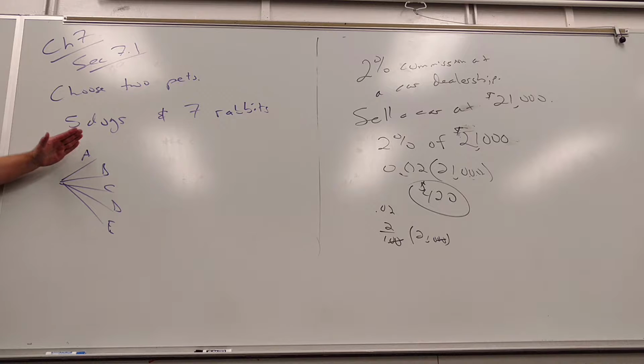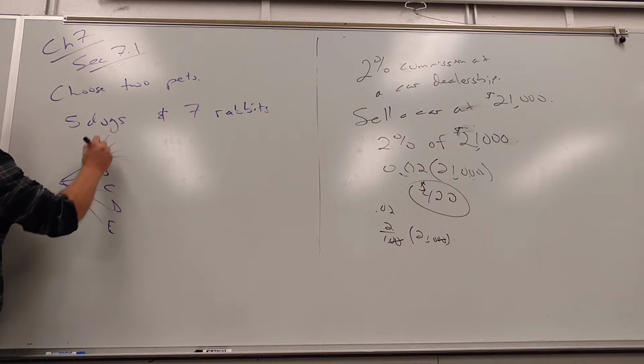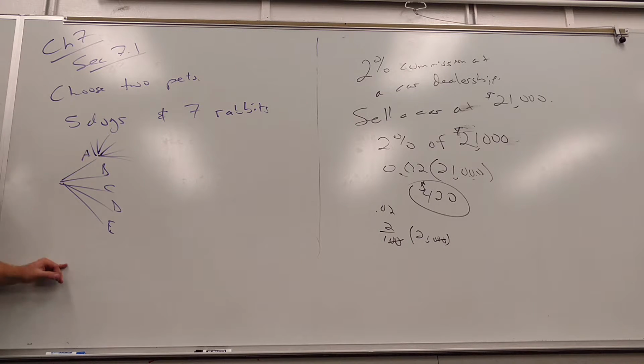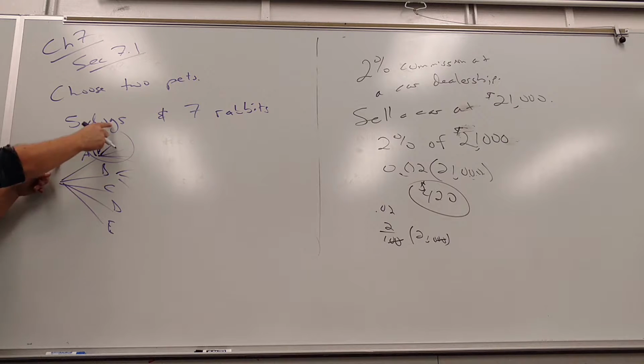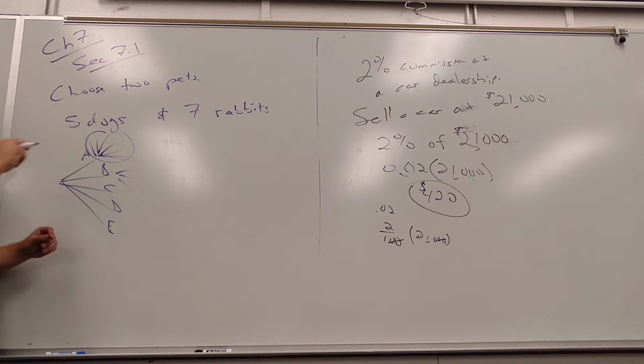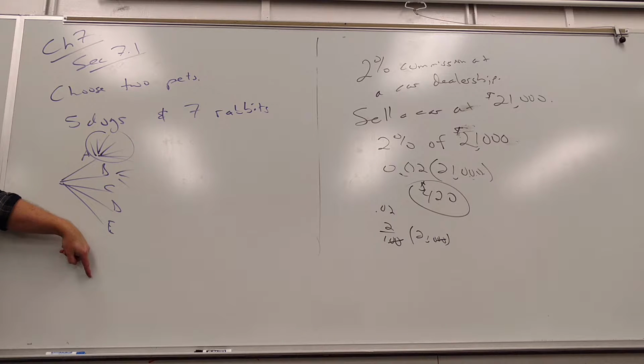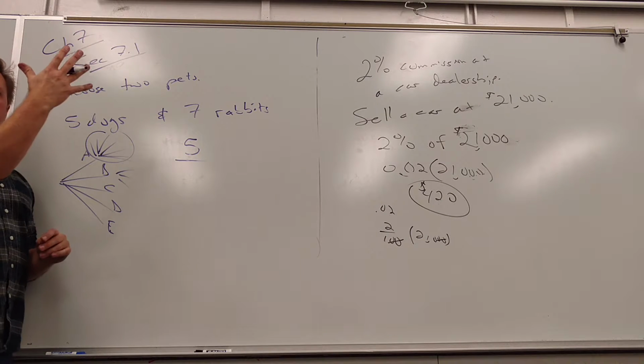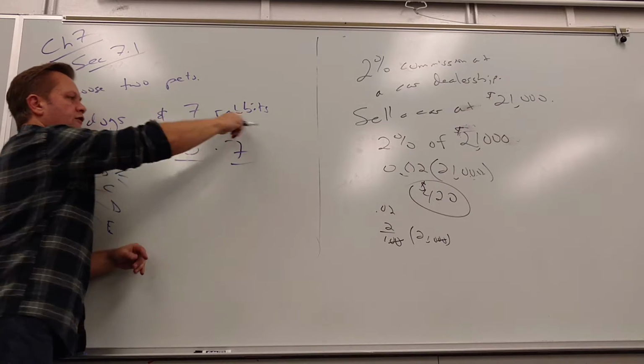So I could choose any of those. If I choose dog A, how many rabbits can I choose from? 7. So that'd be 1, 2, 3, 4, 5, 6, 7. You guys kind of with me? In fact, I would have this off of each one of these. So for every dog I could pick, there are 7 rabbits I could pick. How many total am I going to end up with at the end? 35. For every one of the 5 different dogs, there are 7 different rabbits.